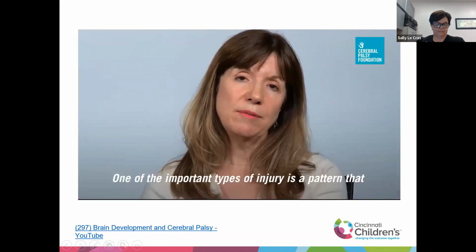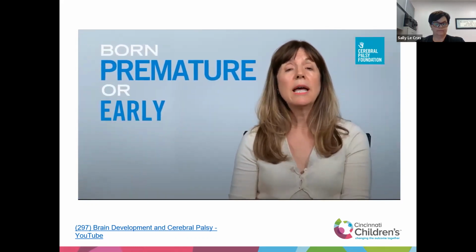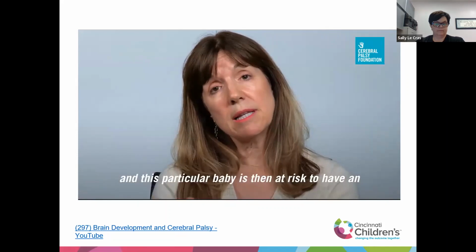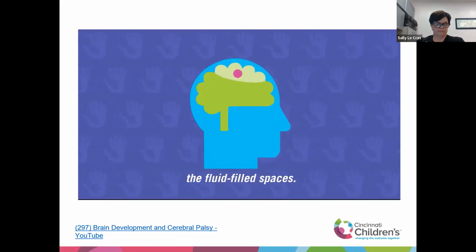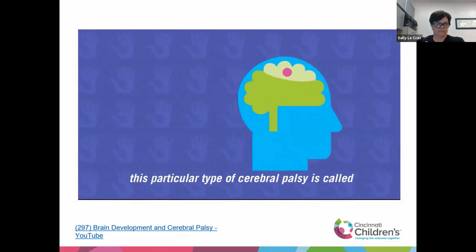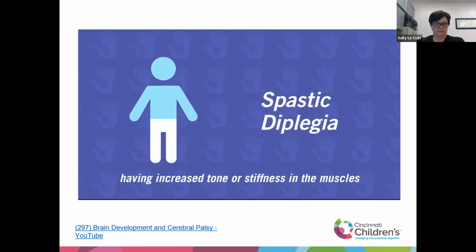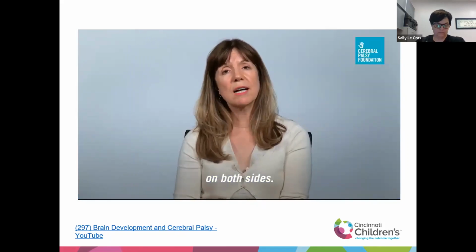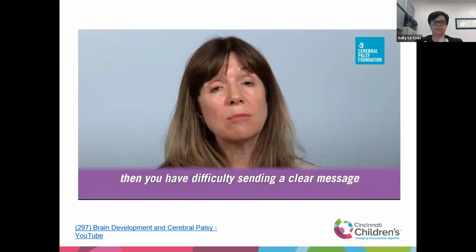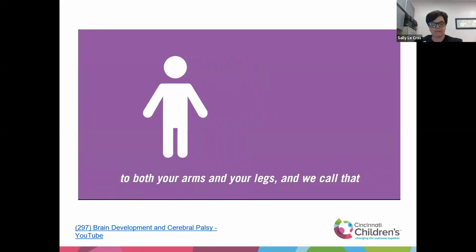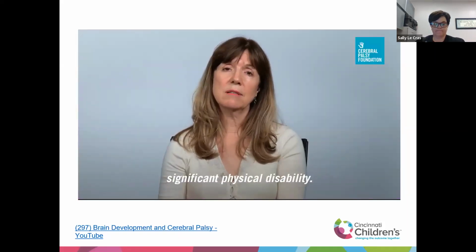One of the important types of injury is a pattern that we see when we're born prematurely or early. This particular baby is then at risk to have an injury in the area of their brain that runs right beside the fluid-filled spaces. This particular type of cerebral palsy is called spastic diplegia: difficulty moving your legs and having increased tone or stiffness in the muscles on both sides. If you have an injury to both sides of your brain, then you have difficulty sending a clear message to both your arms and your legs, and we call that spastic quadriplegia. Sometimes this is associated with a more significant physical disability.